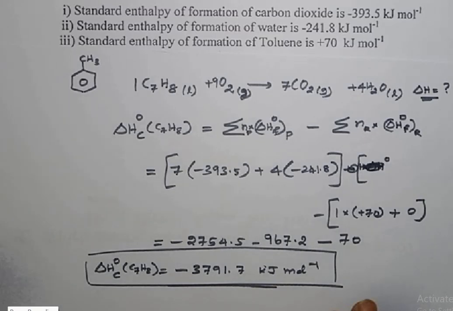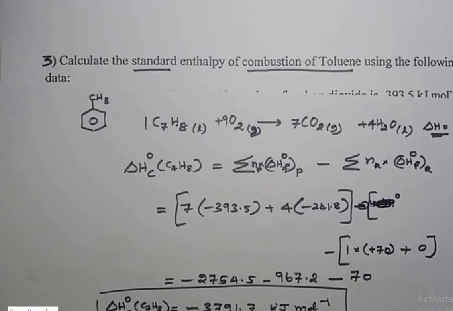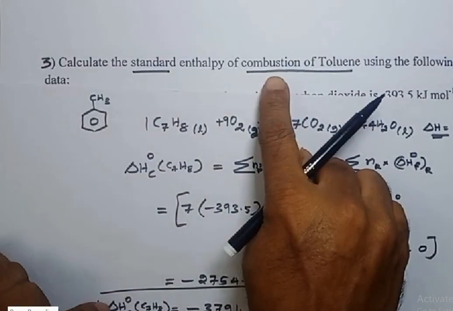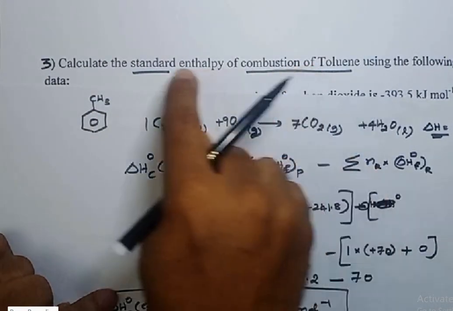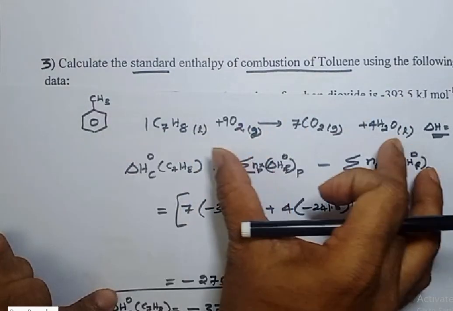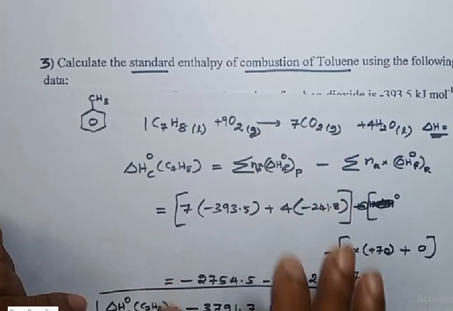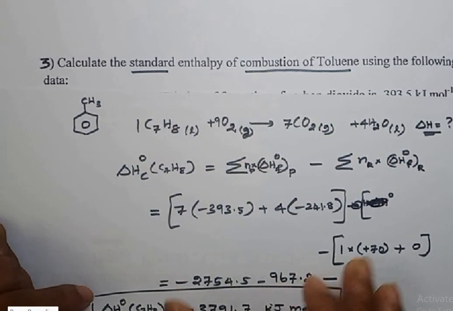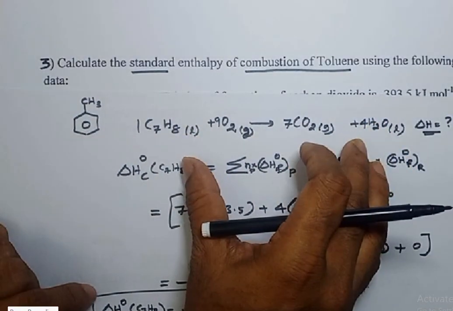Okay, so if a problem is given like this, first see what is the reaction, for which reaction we need to calculate the enthalpy change. Write the reaction clearly, and you should balance the reaction carefully. Okay, you should write the balanced equation, right?